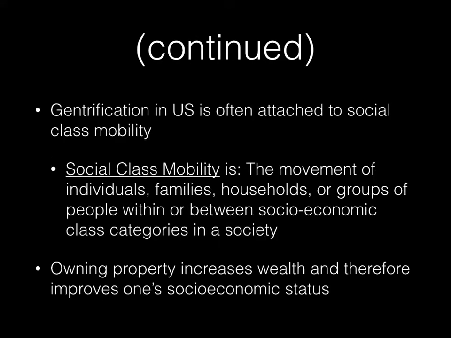Gentrification in the US is often attached to social class mobility. Social class mobility is the movement of individuals, families, households, or groups of people within or between socioeconomic class categories in a society. Mobility can either be upward, in which you go from a lower class status or class category to a higher one, so that's upward mobility. Or we could also have downward mobility, in which people fall from or move farther down the socioeconomic class structure from where they were. Oftentimes, when we own property or buy property, it increases wealth, which therefore improves one's socioeconomic status.